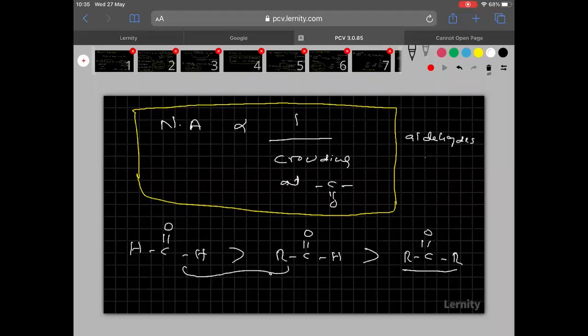Aldehydes are more reactive than ketones towards nucleophilic addition. Clear, everyone? These two are what? Aldehydes. And this is what? Ketone. So, among aldehydes and ketones, remember, aldehydes are more reactive because aldehydes have less crowding. I hope you are able to understand this one.